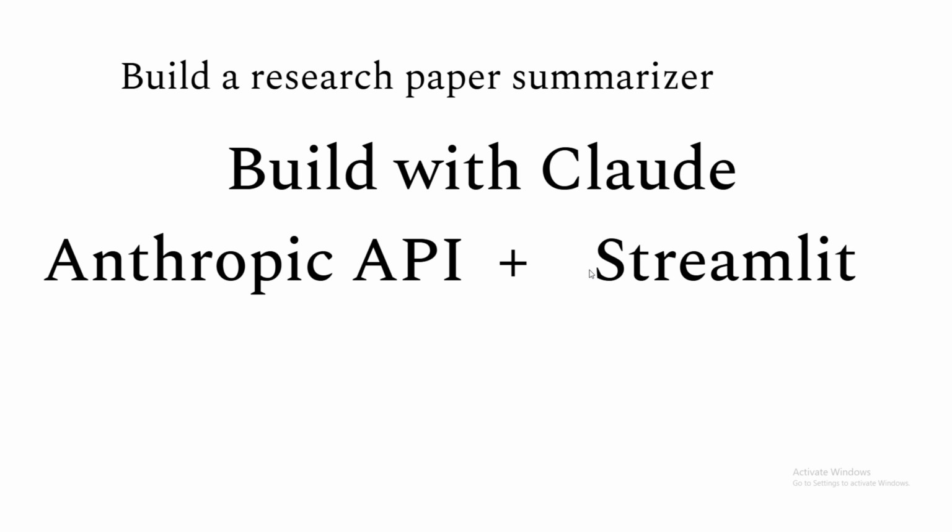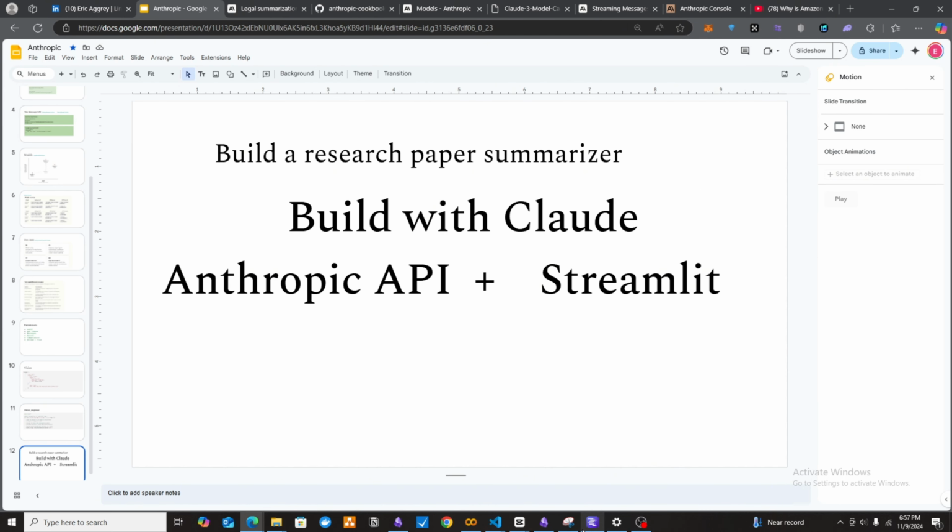Finally, we are going to be building a research paper summarizer using the Anthropic API and Streamlit. So let's get that done. Let's go back to our VS Code.